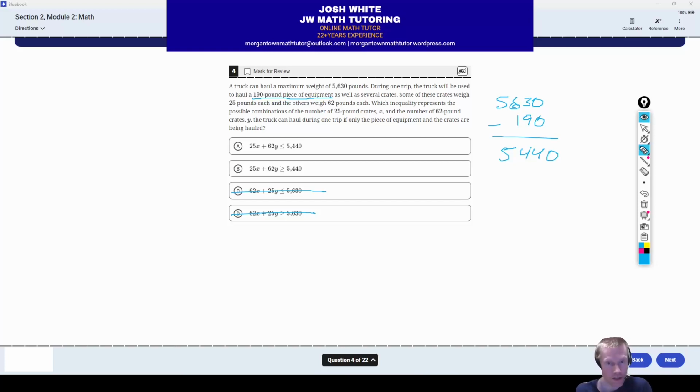Now, notice that on the left side, that part's the same. So really all you're determining here is, do I want it to be less than or equal to or greater than or equal to? Well, 5440 is the maximum weight. So therefore you need to be less than or equal to that number. So the correct answer for this is just going to be A.